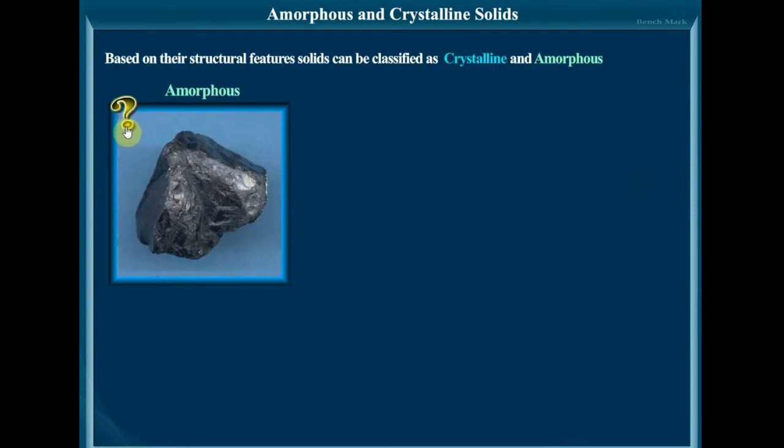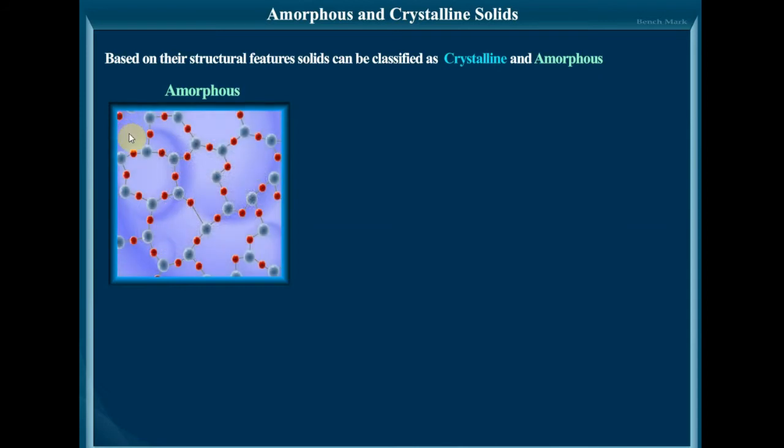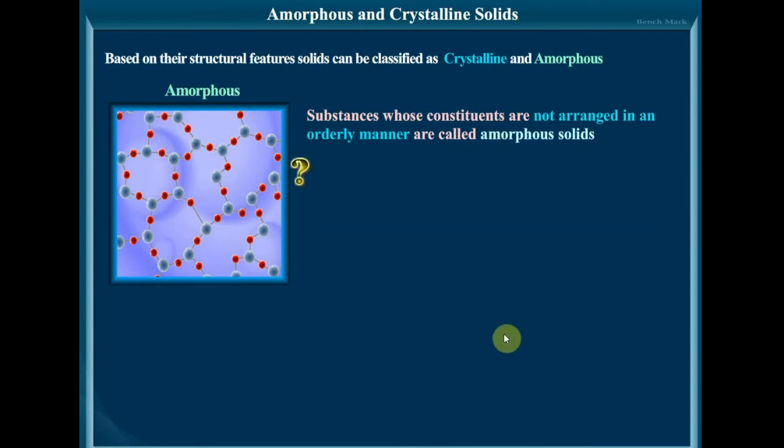Amorphous example. An amorphous solid is a substance whose constituent particles do not possess a regular orderly arrangement. Let me tell you first the examples. Some examples of amorphous solids are glass, which is the best example, plastics, rubber, starch. In all these, the constituent particles are not orderly arranged.